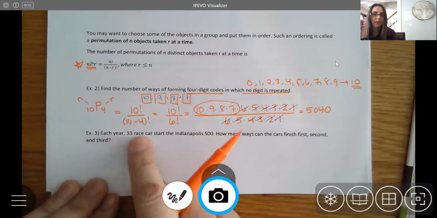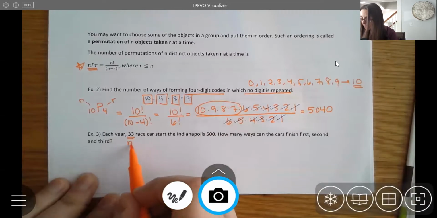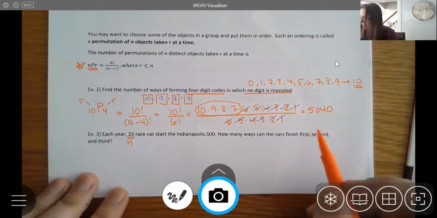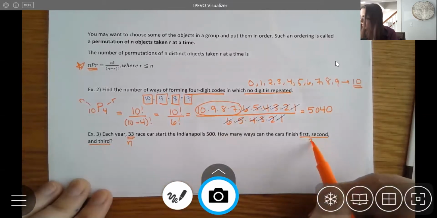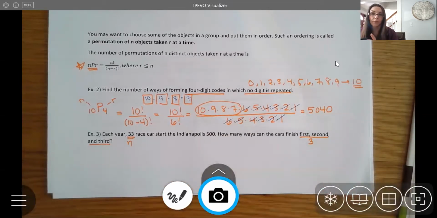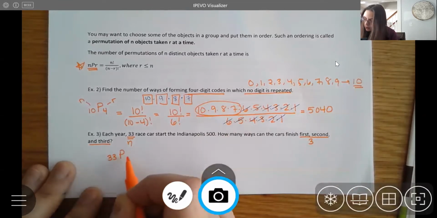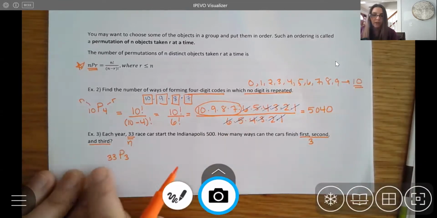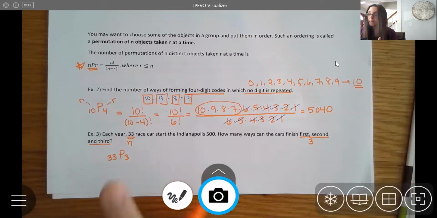Here, each year, 33 race cars start the Indianapolis 500. So we have a total of 33. How many ways can the cars finish first, second, and third? So we're looking for specifically an arrangement of 3, right? So first, second, third would be 3. So what we're looking for here is 33 choose 3. So we have 33 cars and we're choosing 3 for first, second, and third place. And again, the ordering does matter, right?